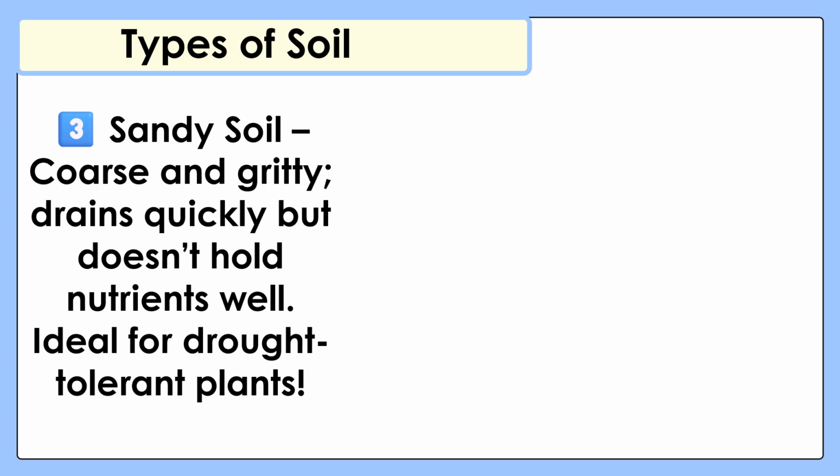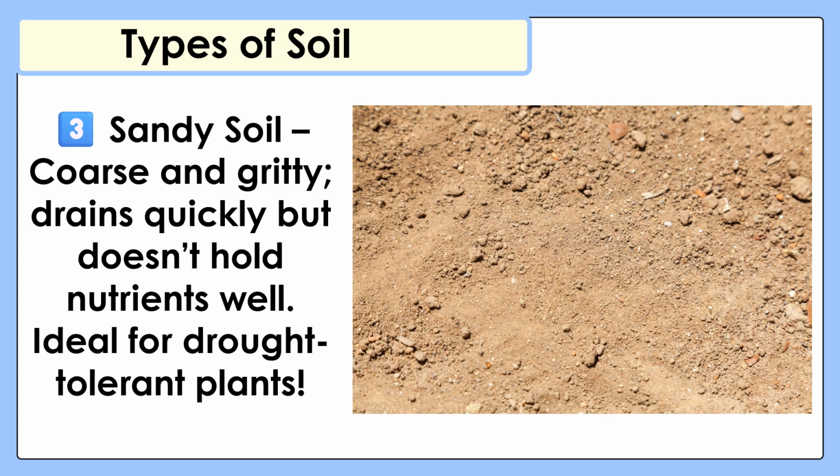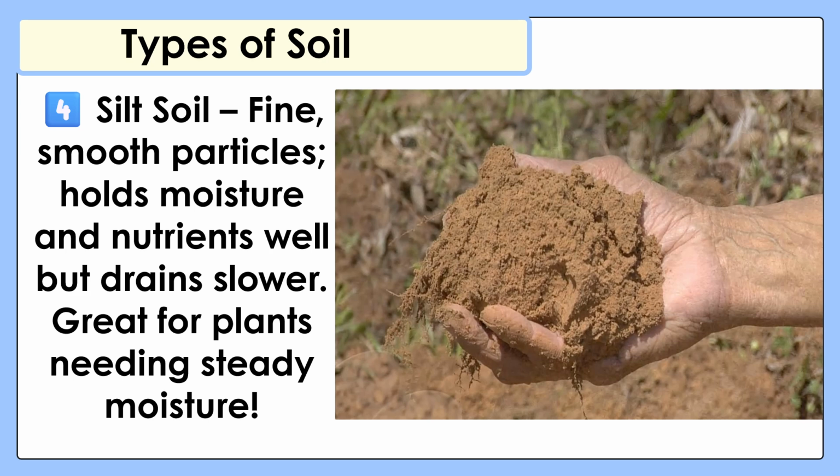Third, sandy soil. Coarse and gritty. Drains quickly but doesn't hold nutrients well. Ideal for drought-tolerant plants. Fourth, silt soil. Fine, smooth particles, holds moisture and nutrients well but drains slower. Great for plants needing steady moisture.